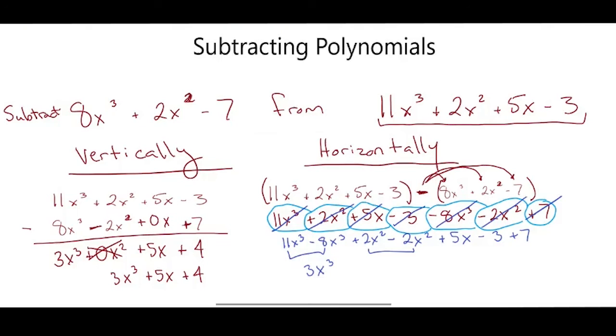Next, I see that there is a 5x by itself with no other x terms. So I'll say plus 5x. And then I have minus 3 plus 7, which is plus 4. And that's how you subtract polynomials vertically and horizontally.